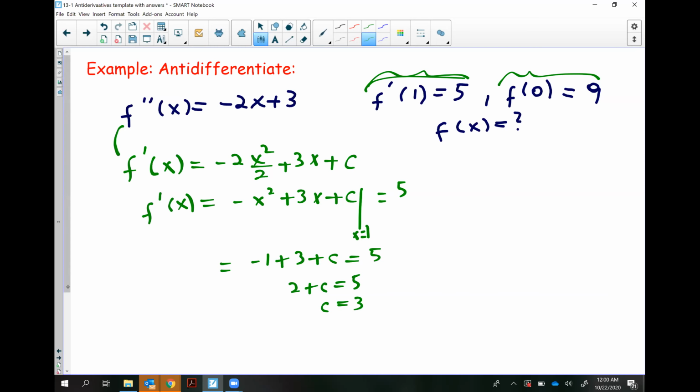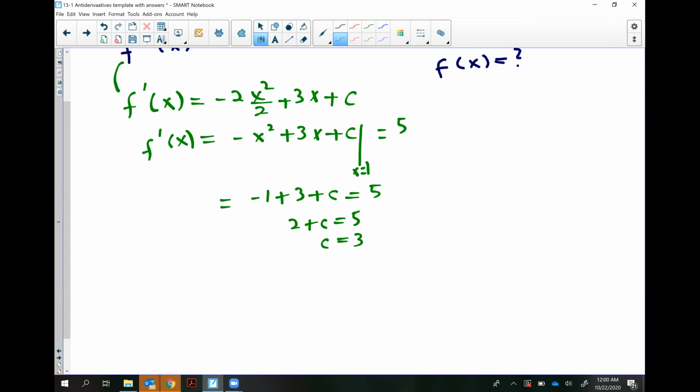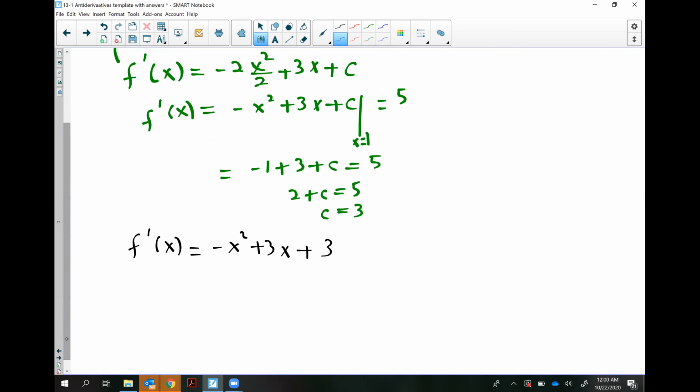So that means I know my prime function without any constants. Now f prime is equal to negative x squared plus 3x plus c, but instead of c, I'm going to put a 3 in there, because we just determined that. To get to the original function, unpeel it one more time. So take the antiderivative of f prime, that will give you f of x. So term by term, take the antiderivative, which will be negative x cubed over 3 plus 3x squared over 2 plus 3x plus a constant, which I'm going to call d at the moment.